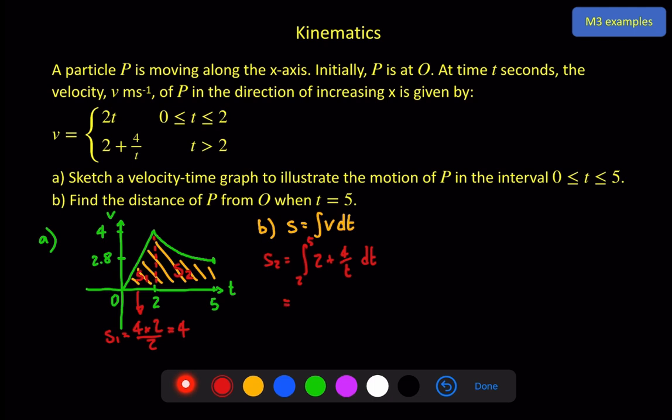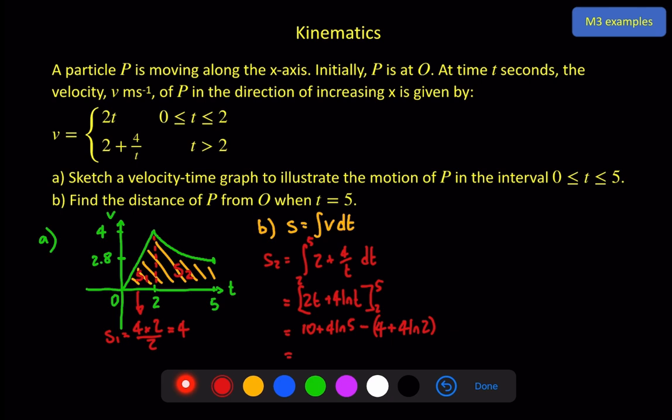Integrating this gives us 2t plus 4 log t, and we're going from 2 to 5. That is 10 plus 4 log 5 minus 4 plus 4 log 2.